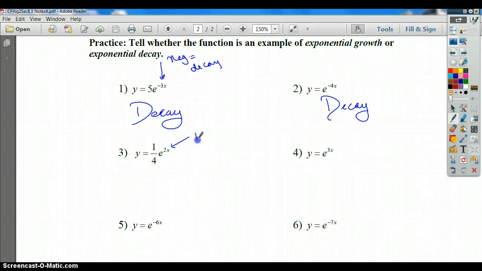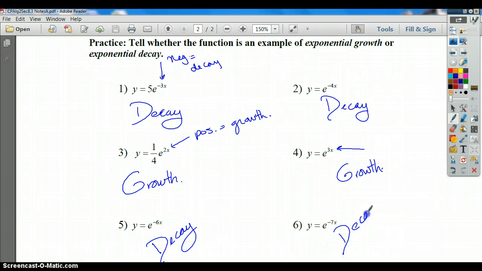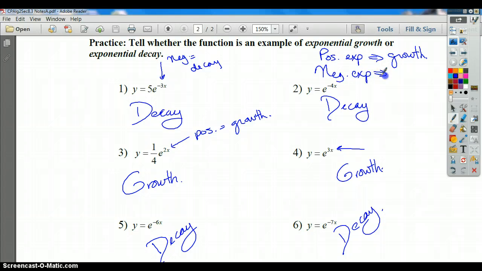This one's going to be growth because positive equals growth. So this is going to be growth. Positive again, this is growth. Negative exponents, this is decay. And this would be decay. Okay, so positive exponent means growth. Negative exponent will mean decay. And if you don't believe me, graph them.